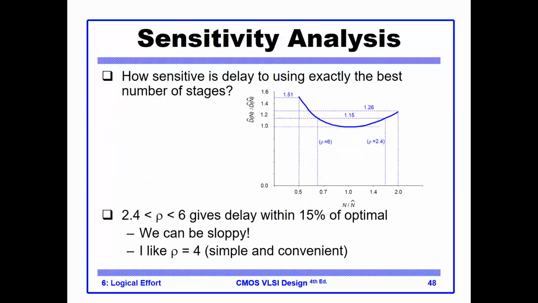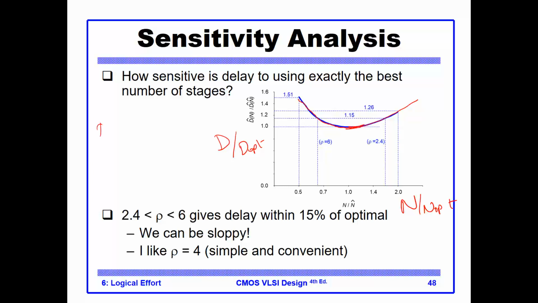Let's look at the last diagram here. What we are plotting here is the delay versus the number of stages. Now the delay is normalized with the optimum delay, and the number of stages is normalized with the optimum number. Notice that as I increase the number of stages, I'm getting less and less delay. Then at some point, the delay increases, and the question is, why is that?